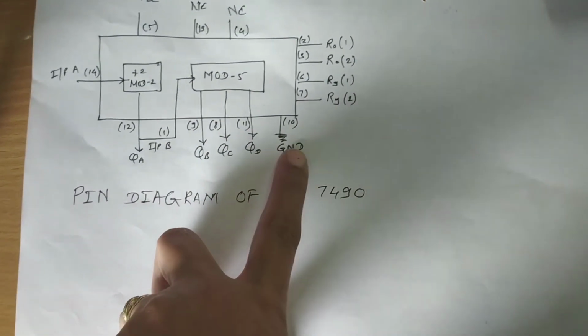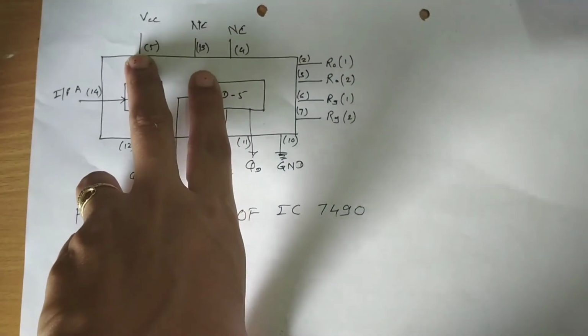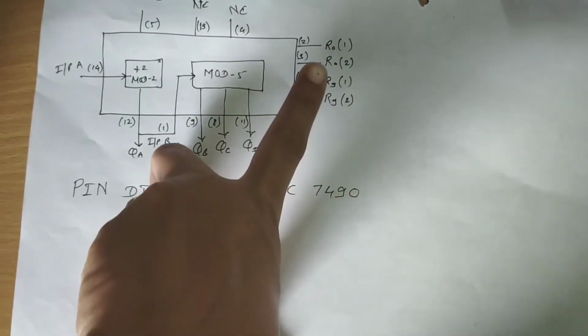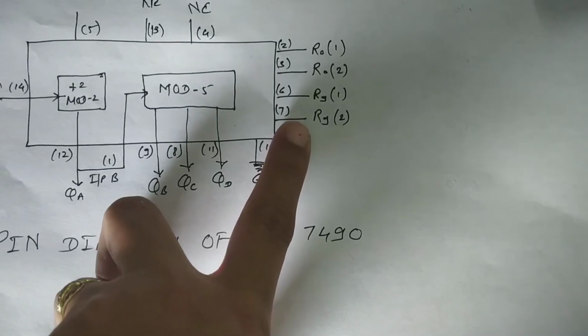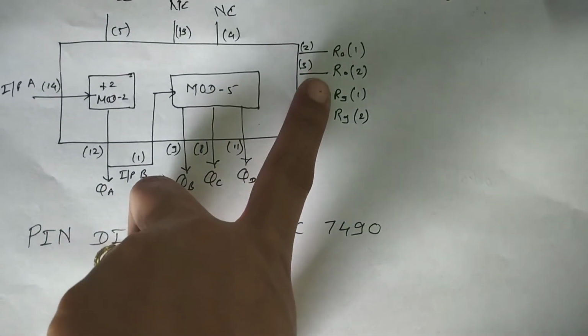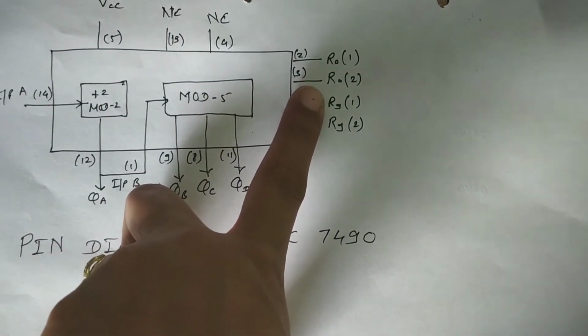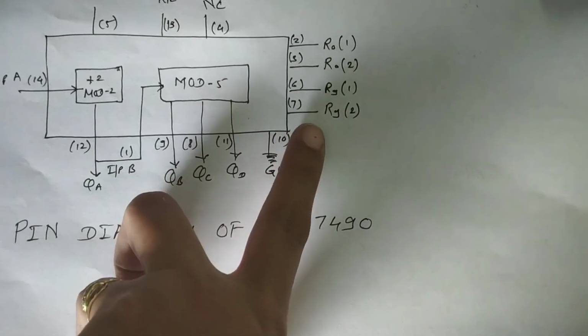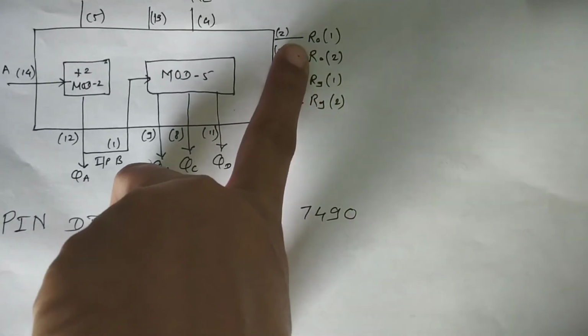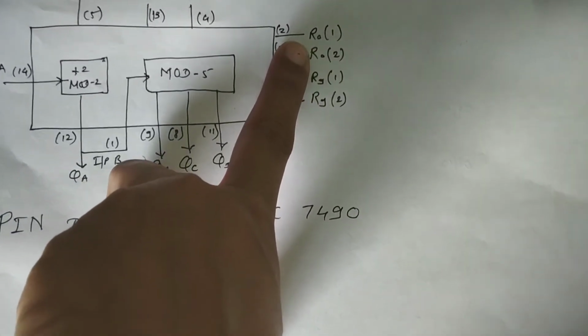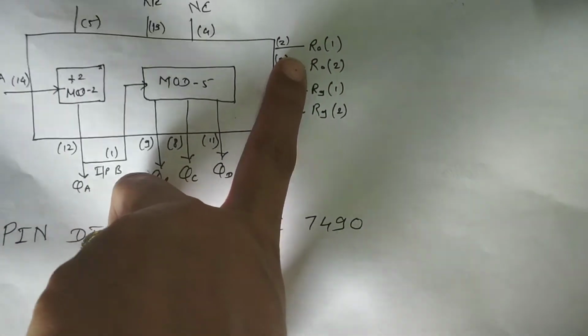Other than that, a ground pin is there, then a VCC pin is there, and other important pins are R01, R02, R91 and R92. So R01 and R02 pins are your reset logic pins, and R91 and R92 are our preset logic pins. If I set R01 and R02 both to logic 1, that is high, right?